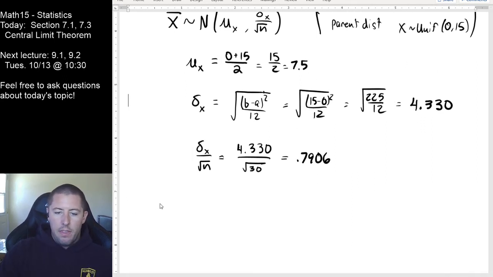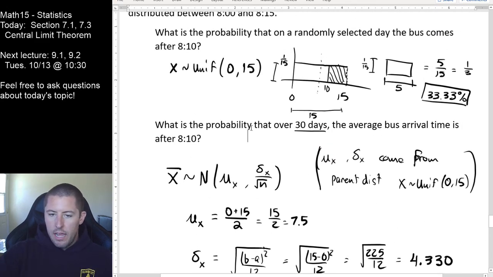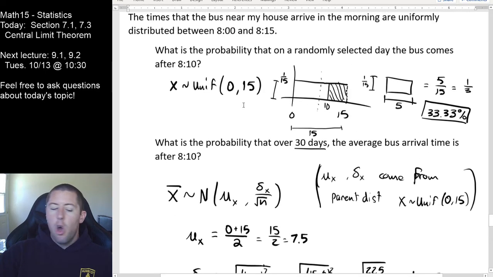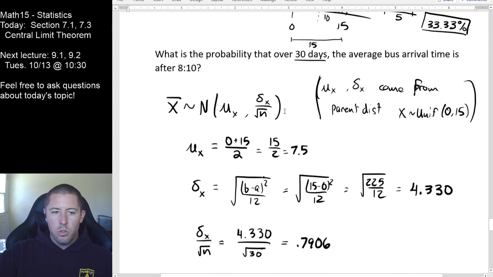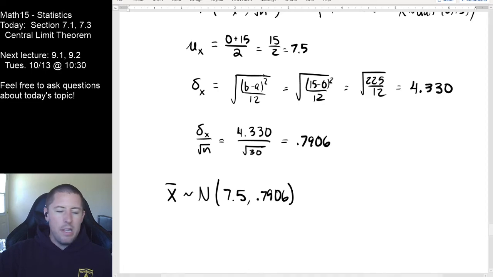We have now figured out that the average time for the bus to arrive over 30 days, if we average our results over 30 days, is no longer uniformly distributed like the individual results originally were. We now will have a sampling distribution, and the distribution of the sample means will be normally distributed. Our average is the average of the original distribution, 7.5 minutes after the hour, with a standard deviation of 0.7906 minutes above and below, so about 0.8 minutes.